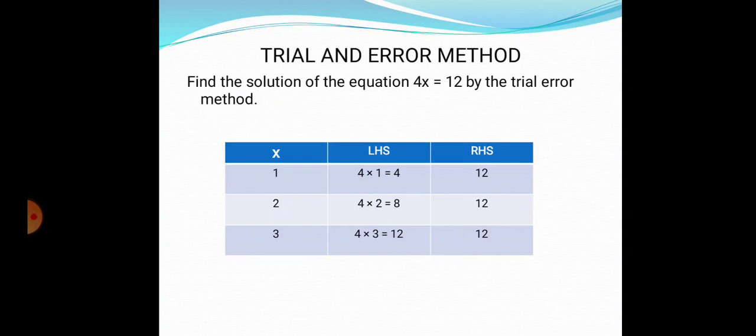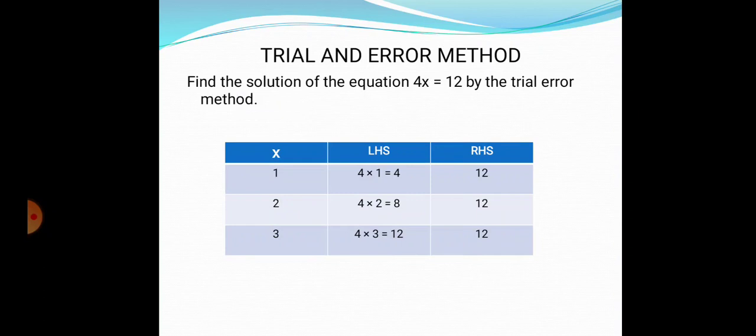Let us see the trial and error method by an example. So now we are going to find the solution of the equation 4x is equal to 12 by the trial and error method. So what we have to do is just guess a number and substitute it in the place of the variable x, and we have to check at what particular value both LHS and RHS are equal.